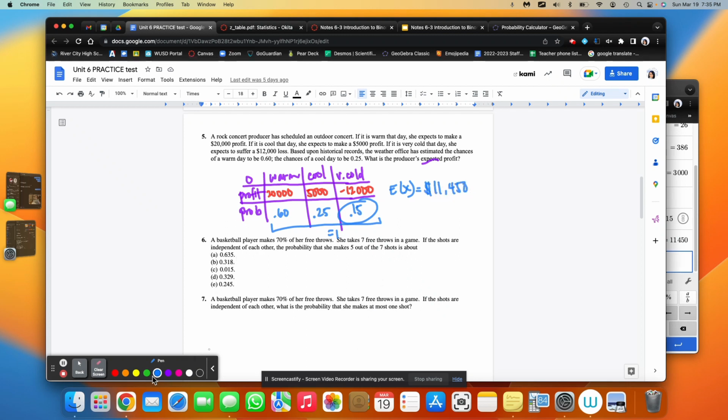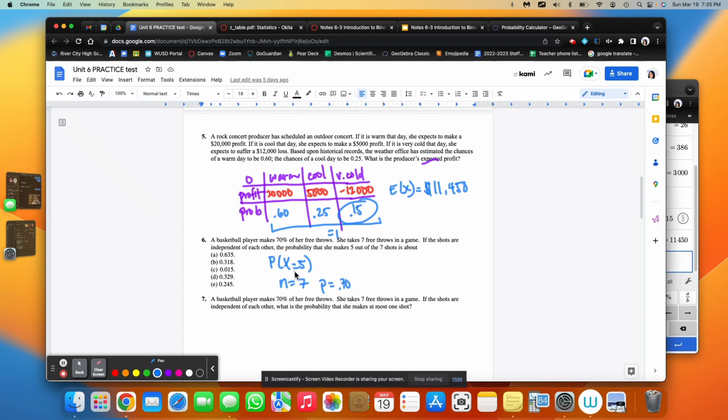All right, number 6, it says a basketball player makes 70% of her free throws. She takes 7 free throws in the game. If the shots are independent of each other, what is the probability she makes 5 out of the 7 shots? This isn't asking about expected value, which tells me this is a binomial probability problem. We're trying to figure out the probability that she makes exactly 5 shots. n is the total number of shots she's making, which is 7. And p represents the probability that she makes the shot, which is 0.70.